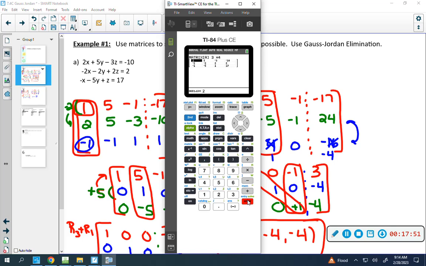Do you have it all typed in? All I did was type in the matrix. So how do we solve? Well, hang on. I'm waiting for everybody to get them typed in first.